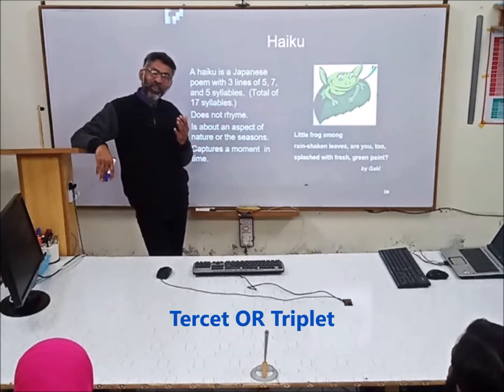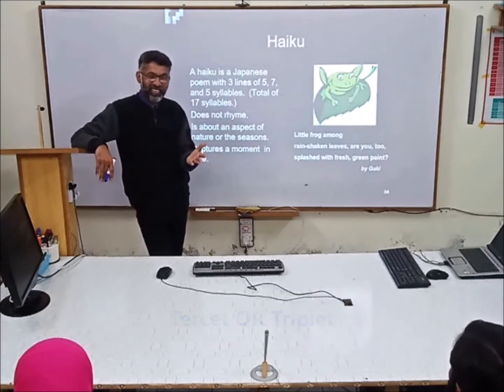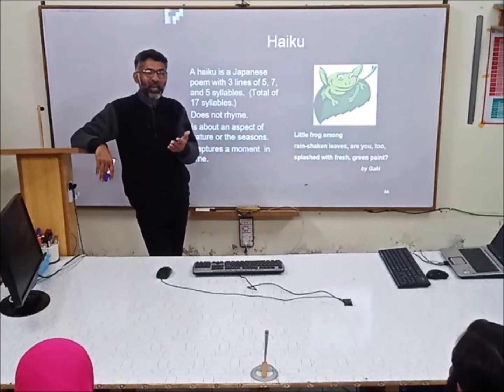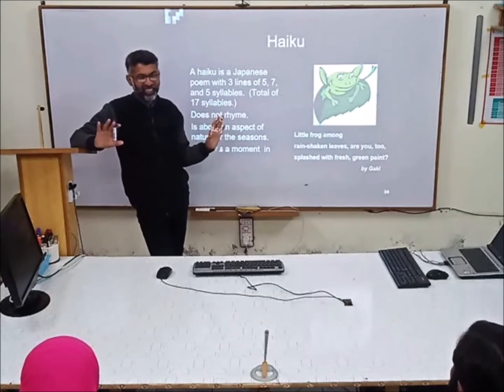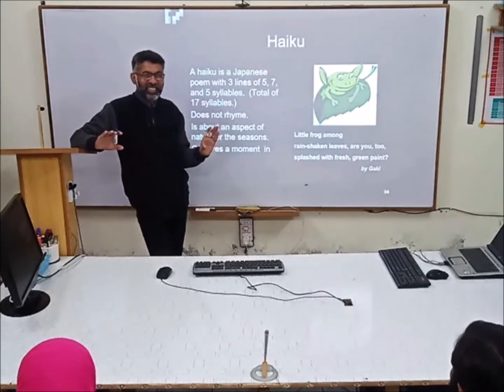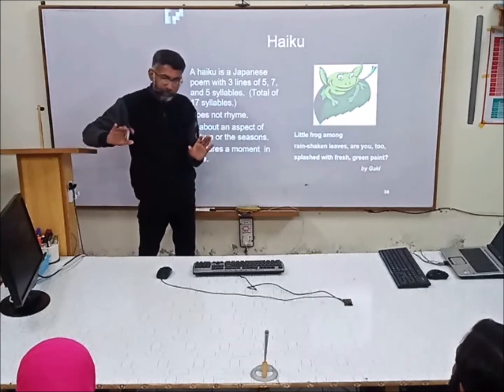The poem which has 3 lines is known as a triplet, or tercet. So haiku is written in tercet. Or in other words, haiku has a stanza comprising 3 lines. Clear? Yes, sir. And it is a Japanese poem. Clear? Yes, sir.